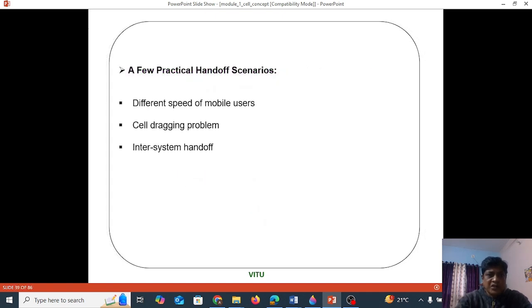In practical handoff scenarios, we will take three different scenarios. In the first case, we will consider mobile users with different speeds, then the cell dragging problem, then inter-system handoff.